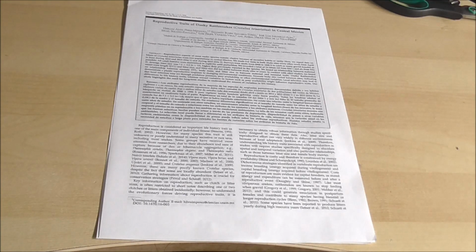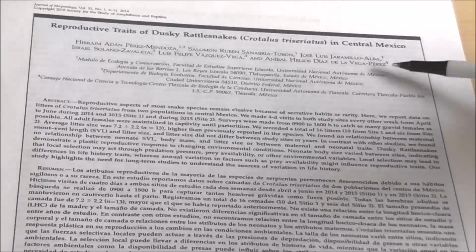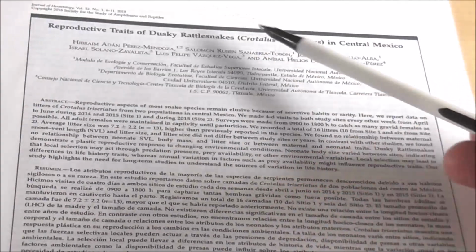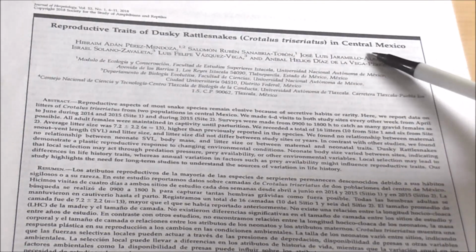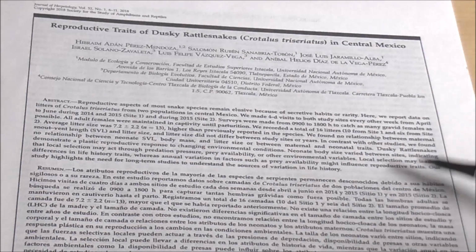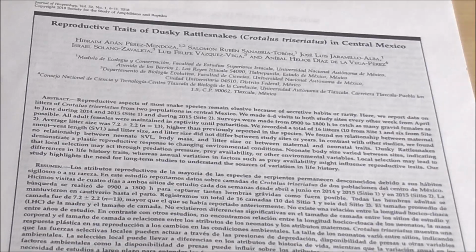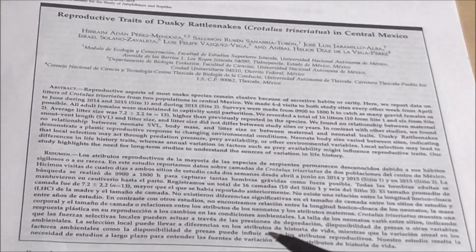Let's have a look at the top of the page. Here's the top of the primary paper. In this case, it's just an example, reproductive traits of dusky rattlesnakes, Crotalus caesariatus in central Mexico, and here we've got the authors down here. Here we've got the abstract, and in this one, the abstract is also given in Spanish. That's not always the case. Quite often you won't have any other language of abstract apart from English.